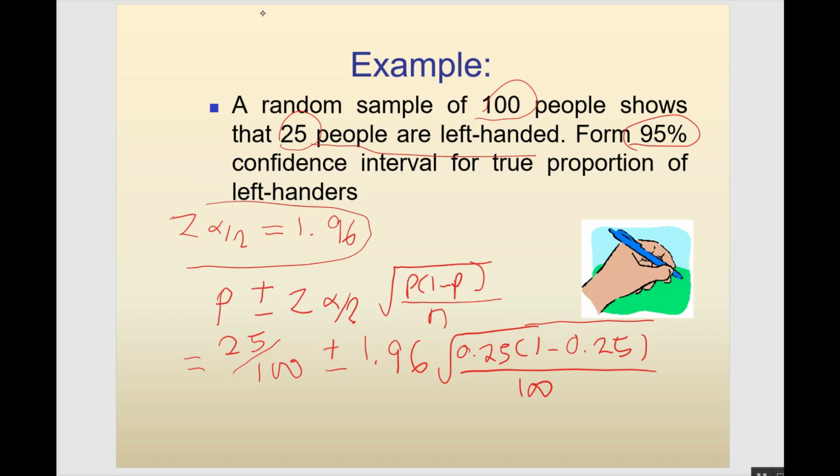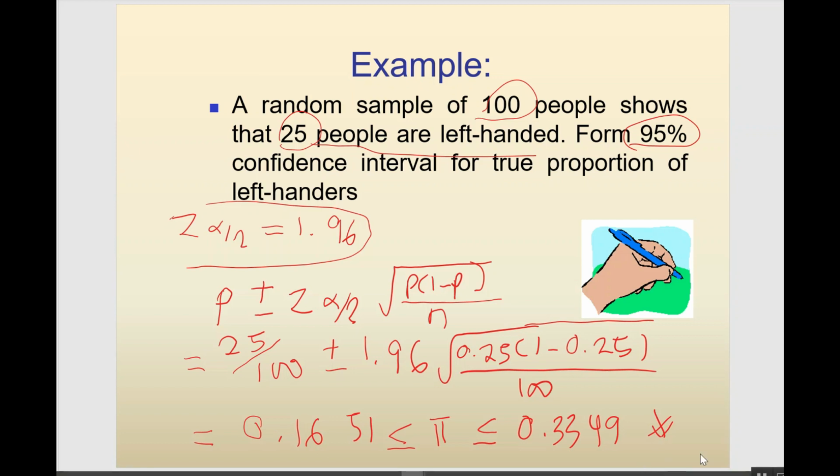This is how we plug in and calculate for this formula. I hope that you try to calculate this one, and you'll get the confidence interval of this proportion between 0.1651 for this pi, because it's a population, and 0.3349. So this is basically how you use it. It's quite similar, just different on the proportion side only, but the Z value still remains the same as in the previous calculation.